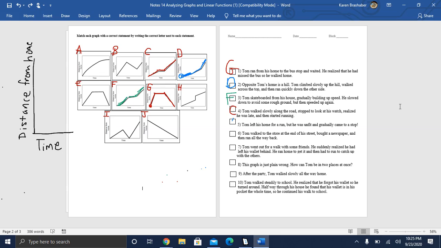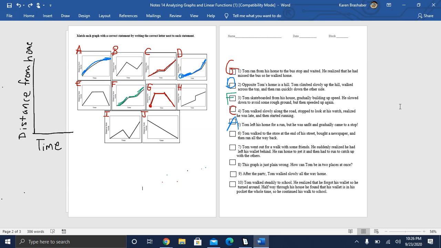Change colors. Graph A. And we'll look at that. So he left his home, so he's getting further away from his home. So that is an increase, getting further away from his home. But he did gradually come to a stop. So in other words, that distance flattened out. He eventually did not get any further from home than he was before. So up here, we just have a gradual flattening out of that curve.